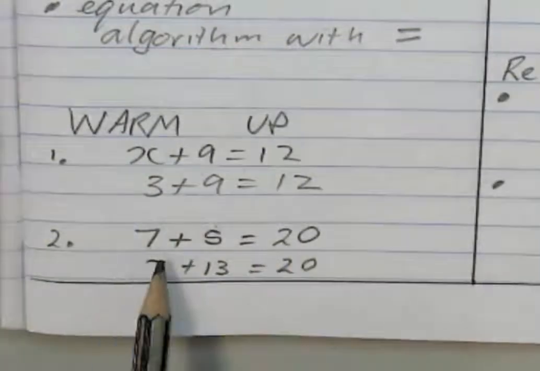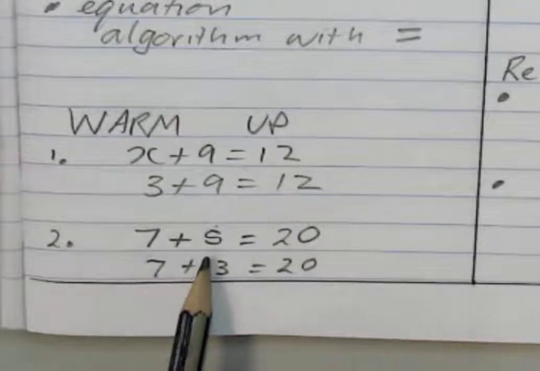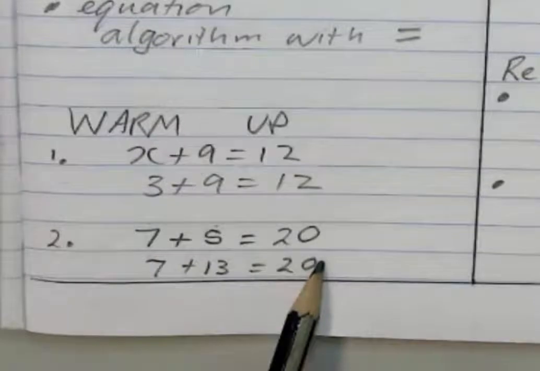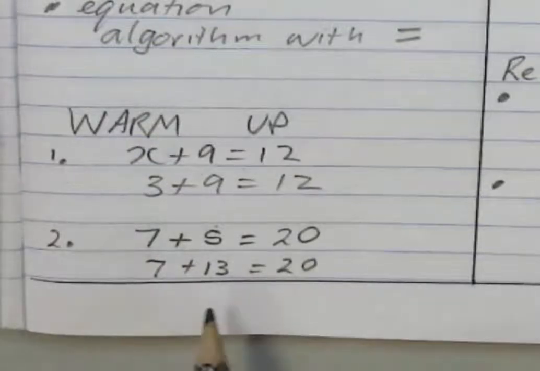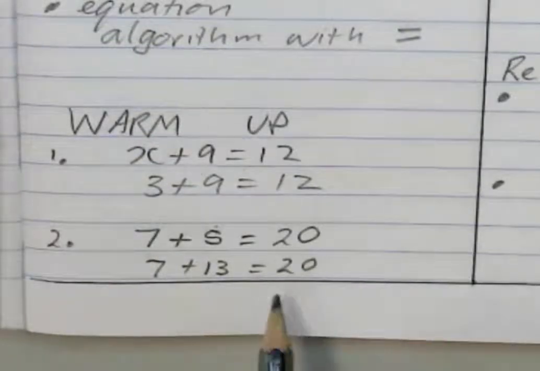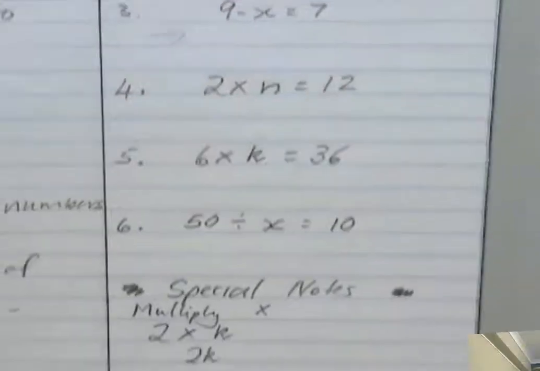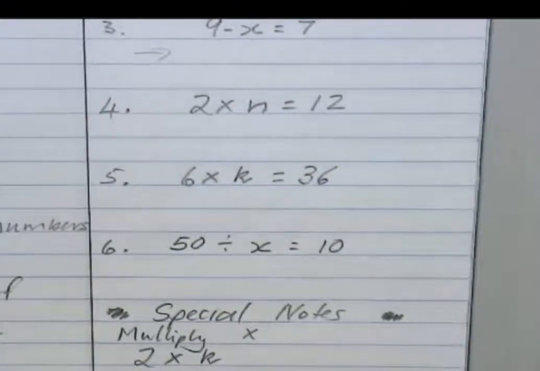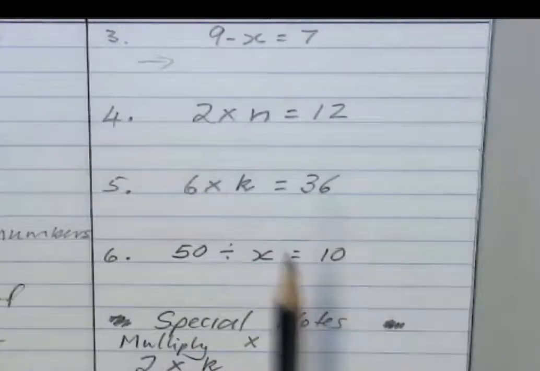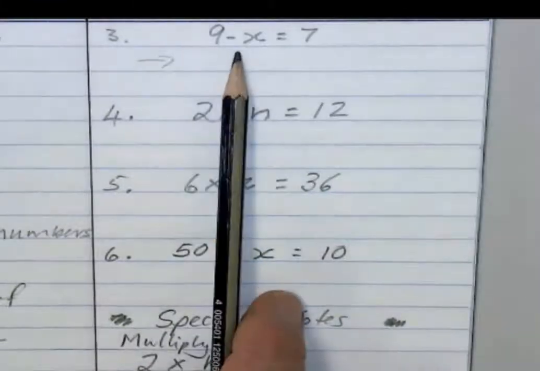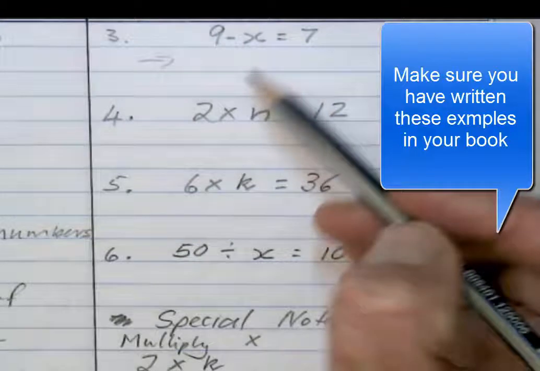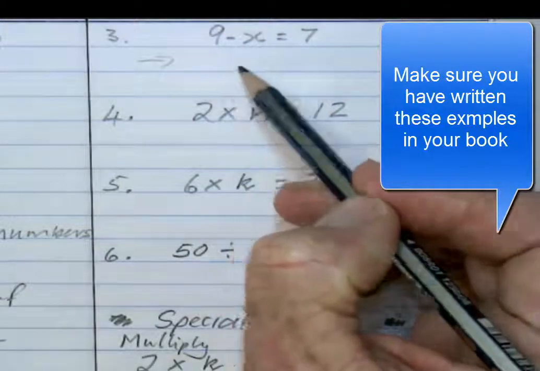Number 2, 7 plus, this is an S. 7 plus S equals 20. Now what is that? 7 plus, let's have a guess, have a go. 7 plus 13 equals 20. Of course we're right. Now, moving on to the next one. A couple here with spaces for you. Because 9 minus X, I don't know what that number is, but it equals 7. So your job is to write down, well, what is missing? 9 minus, and put the actual number in.